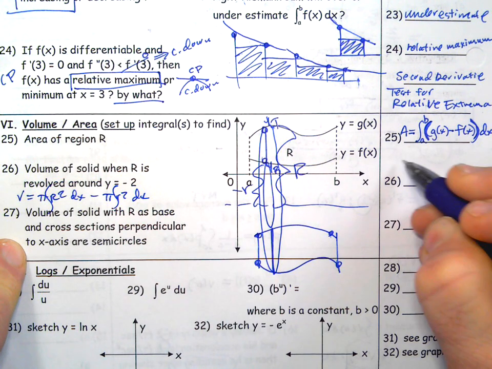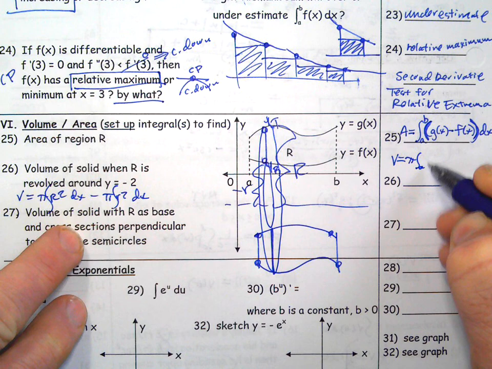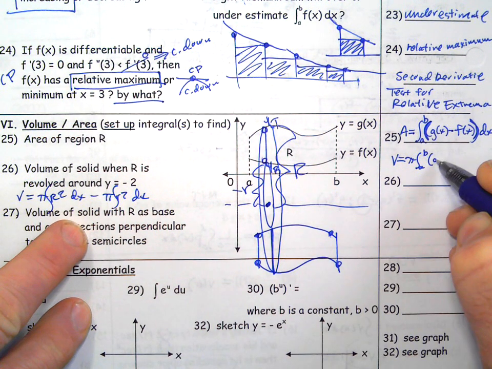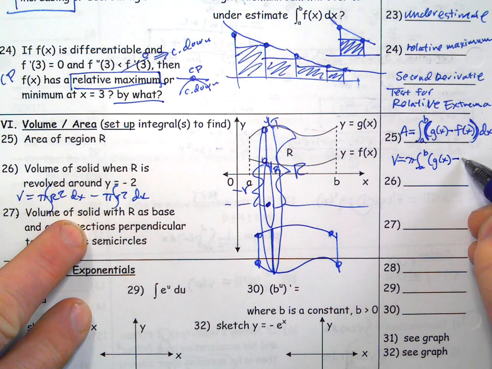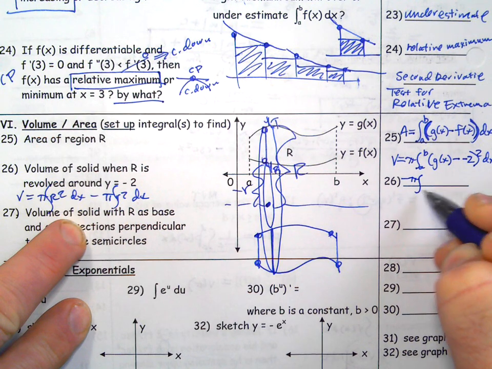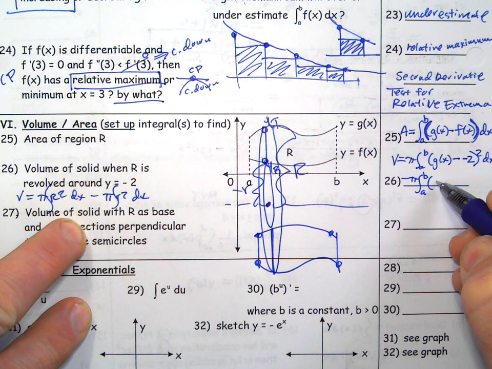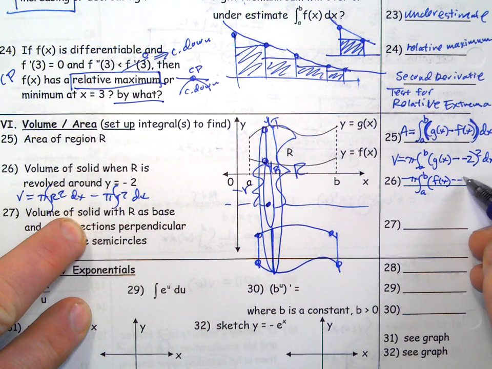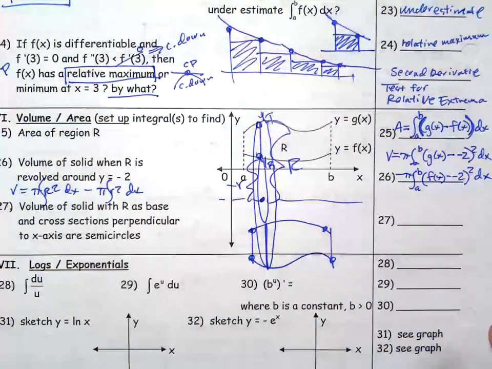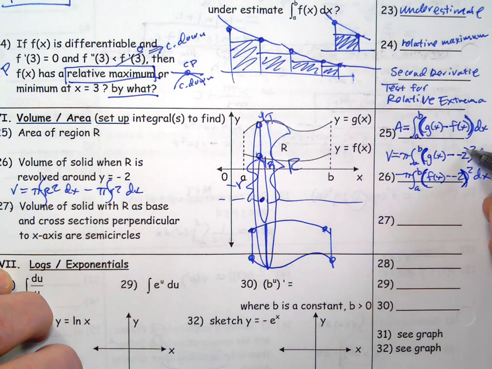And so for us, it's going to be pi, and now we're going left to right, a to b. Big R is y top minus y bottom. Y top is g of x. Y bottom is negative 2, squared, dx, minus pi, a to b. Little r is the bottom curve, y top for that one, f of x, minus negative 2, dx. Now you could write that as plus 2 if you want. Simplify it. But this is what I'm looking for. You need parentheses, you need the squares, you need the pi, you need the limits, you need the dx.